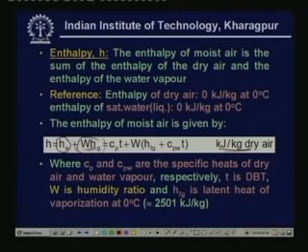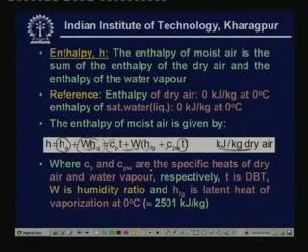Okay, and if you use an average value of specific heat Cp, and if you take these reference values, then you can write ha + W hg in terms of specific heats and temperatures like this. Finally, the enthalpy of moist air is written as h = Cp T + W (hfg + Cpw T), where Cp is the specific heat at constant pressure of the dry air, T is the dry bulb temperature, W is the humidity ratio, hfg is the latent heat of vaporization of water, and Cpw is the specific heat of water vapor at constant pressure.